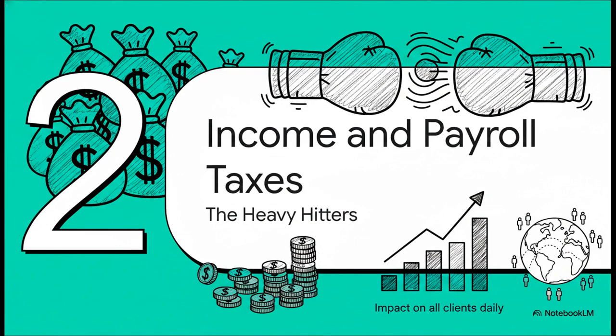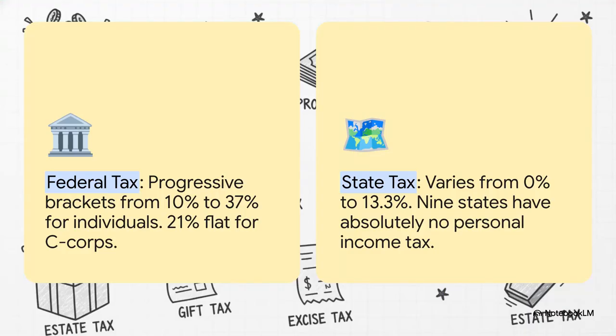Moving on to Section 2, income and payroll taxes, the heavy hitters. Okay, so income tax, it's the massive revenue engine for the government, but there's a really stark contrast between how the federal and state levels handle it. Federally, we've got these reliable, progressive brackets for individuals ranging from 10 to 37% and a straightforward flat 21% rate for C corporations. But at the state level, that's where we see dramatic variability.